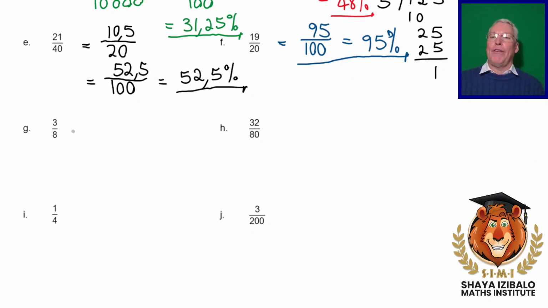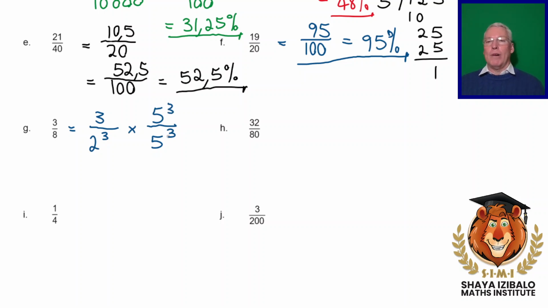All right, 3/8. Now again, 8 is 2 times 2 times 2. That's the prime factorizing of 8. We want to make this into a fraction with 10s on the bottom. We need to multiply each of these 2s by 5. And there are 3 2s, so we need 5 3s. And if we do that on the bottom, we must do that on the top.